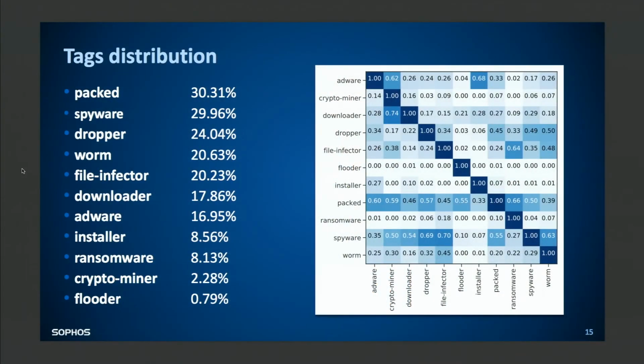This is how the dataset looks. About 30% of our samples are tagged as packed, and about the same amount are spyware. 8% are ransomware, over 2% are crypto miners, and the chart on the right-hand side of the screen is the empirical conditional probability of the tag on the y-axis, conditioned on the tag on the x-axis. So this is to have a feeling of how our labels are distributed.